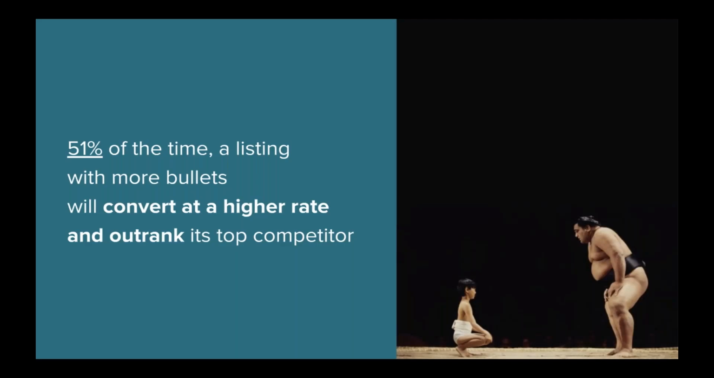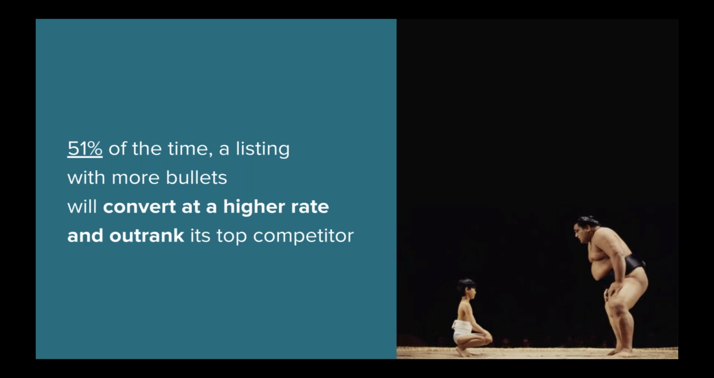So in addition to that consumer research we've done, we also do quantitative research. Again, we're managing content for about 35 million products online across about 1,000 retailer endpoints. There's a lot of information that we're tracking. And what we see in aggregate is that about 51% of the time, a listing with more feature bullets is going to convert at a higher rate than its top competitor, and it's going to outrank its top competitor when it comes to search engine result pages.